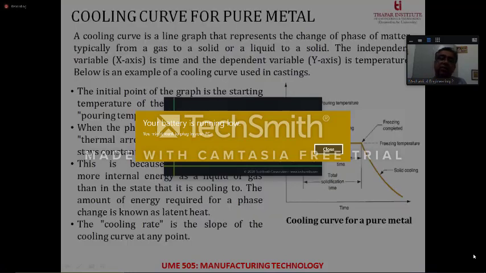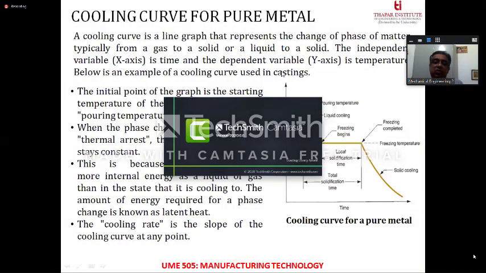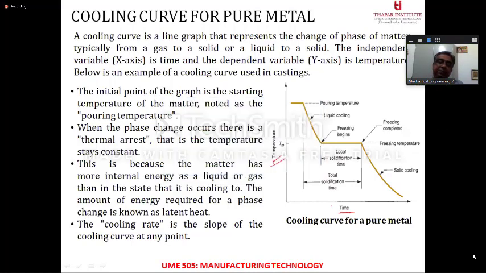So the first thing that I want to discuss with you right now is basically the concept of cooling curves. What is a cooling curve? A cooling curve is basically a line graph which represents the change of phase of matter from gas to solid or liquid to solid. The variable over here is time, and the second variable is temperature, and it is a graph between temperature and time.